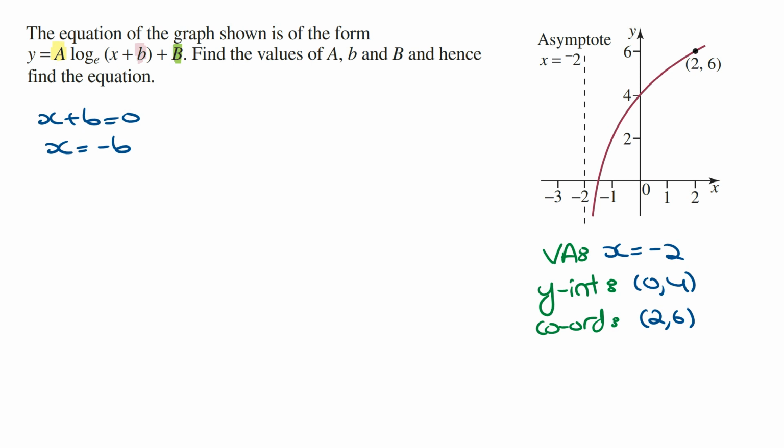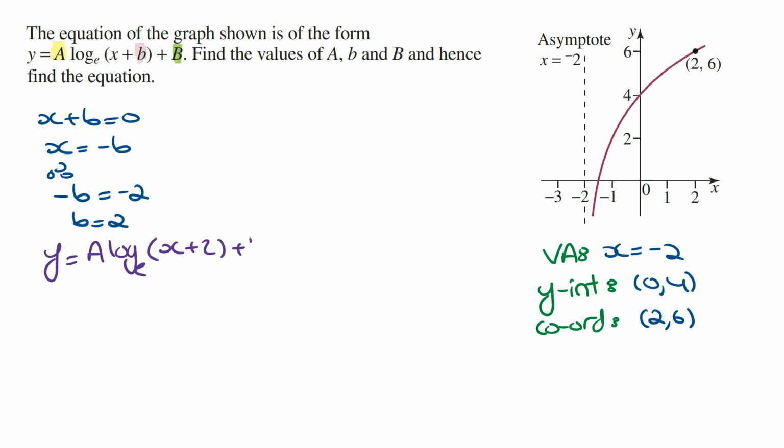We know that the vertical asymptote has got the equation x is equal to minus 2. And so therefore, from here we can say that minus b must equal minus 2. And so the negatives will cancel out, which means b is equal to 2. Subbing this into the equation, we're going to get y is equal to A log e of (x plus 2) plus B.